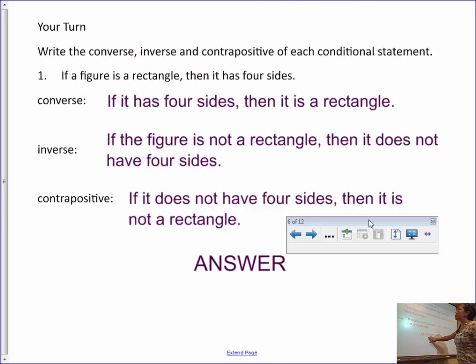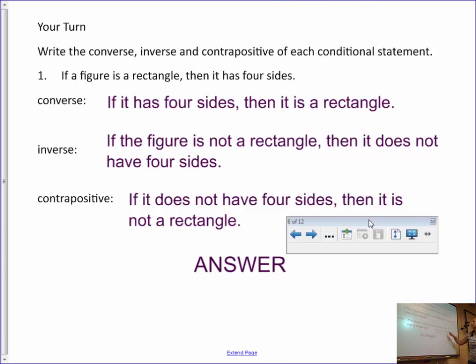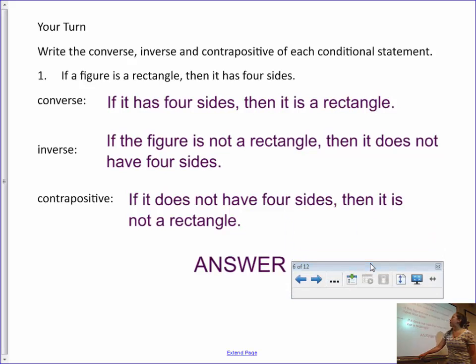You should have come up with something similar to this. Make sure that you've got the hypothesis, 4 sides, at first, then it's a rectangle. Make sure you start there. Make sure everything's in the right order. You've got nots when you're supposed to, and you don't have them when you're not supposed to.